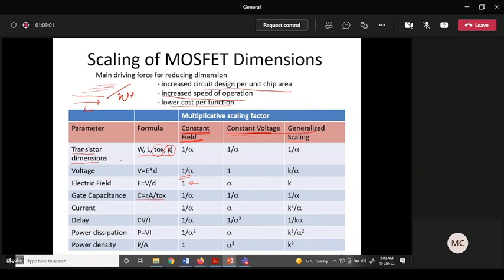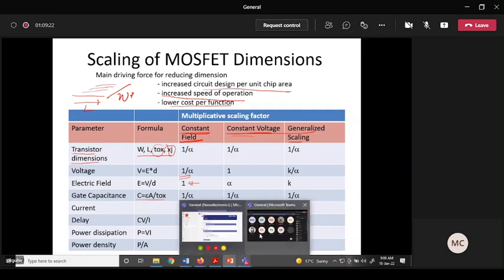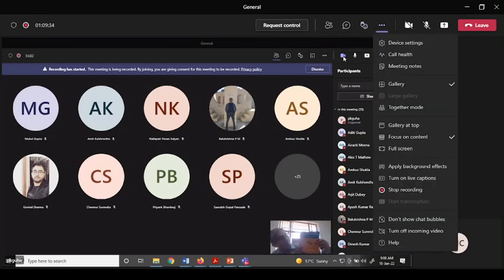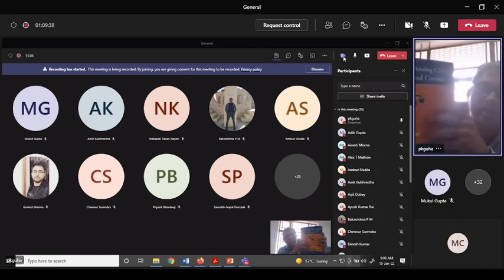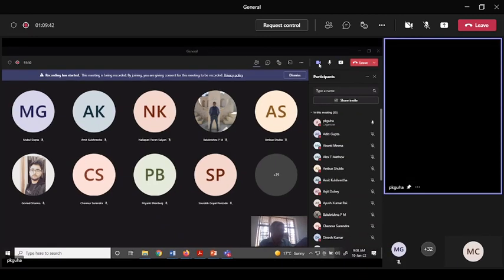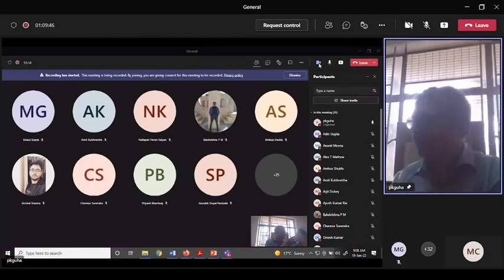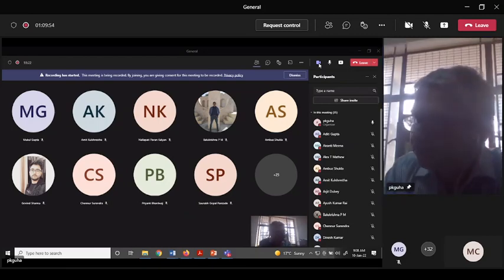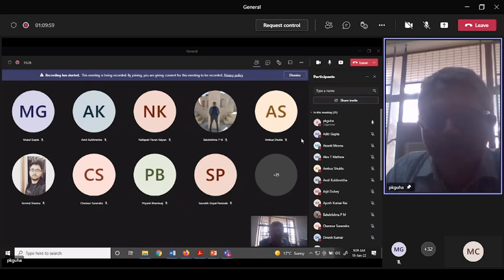The book is Razavi's book on design of analog CMOS integrated circuits. I'm not sure it will be visible or not. This book at the end has a few pages on scaling down. I will cover that part, and if I have a scanned version of those few pages, I will upload it in MS Teams.